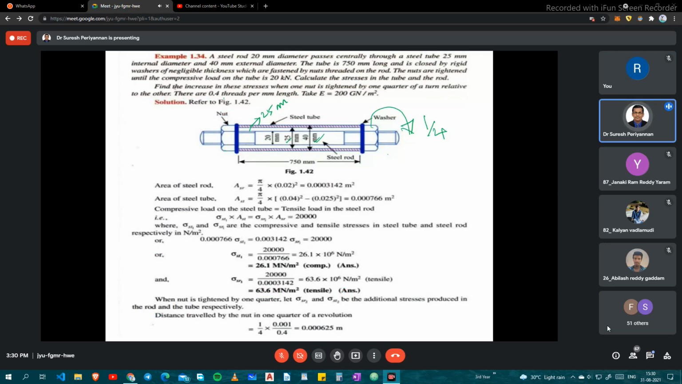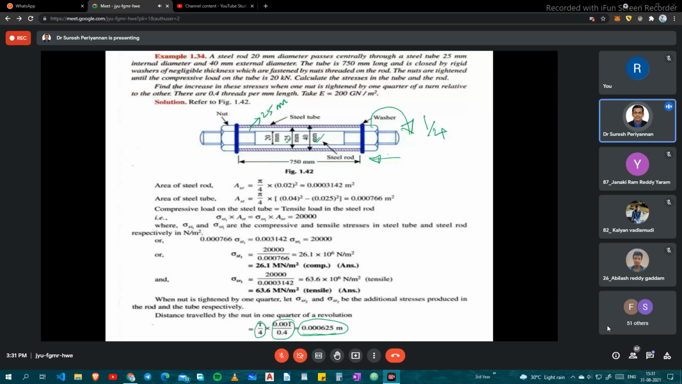There are 0.4 threads per mm, which gives the displacement of the nut. Now, the distance traveled while rotating a quarter turn, they have given all the dimensions, is the movement of the nut in the longitudinal direction while applying the turning moment. This is 0.000625 meter, around 0.625 mm.